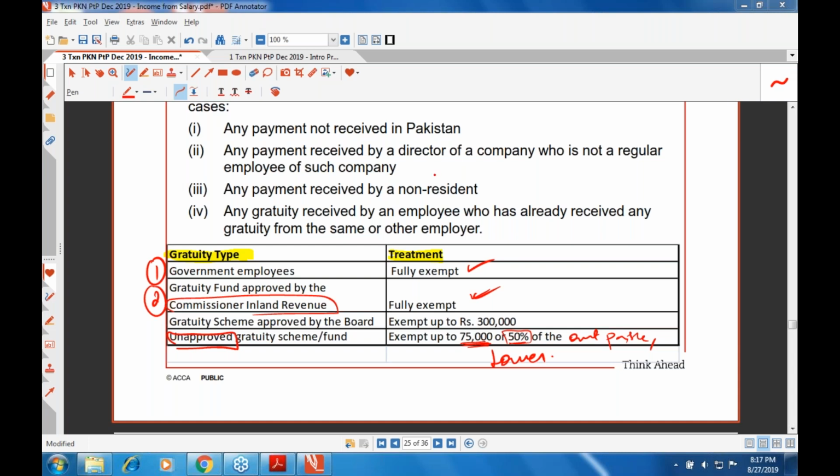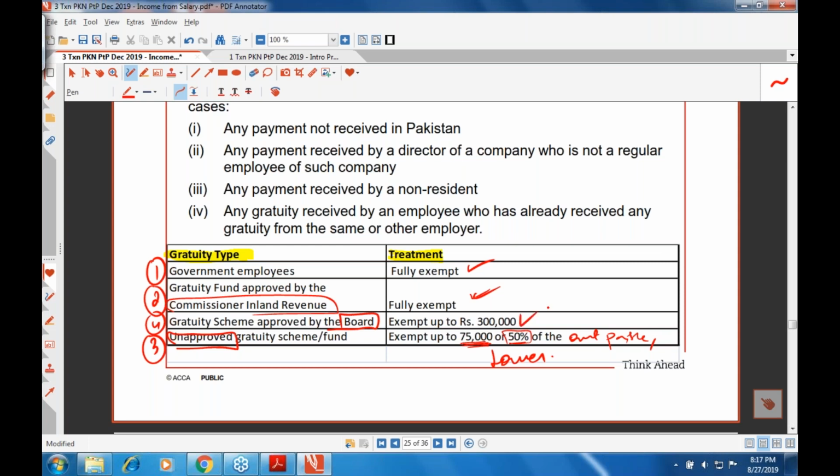Now what next is there? So basically that is the second aspect and the third aspect. And the fourth aspect is that there are a few schemes which are approved by the board. There are a few companies and organizations which get their schemes approved by the Federal Board of Revenue. So if there is a scheme which is approved by the Federal Board of Revenue, then the exemption limit is only up to 300,000.